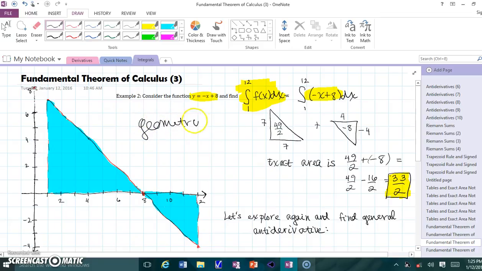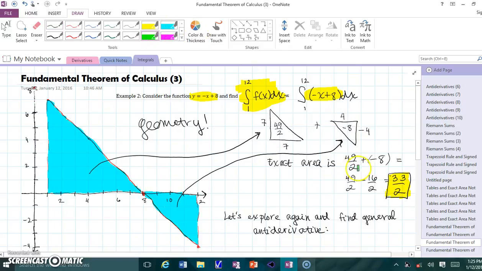Geometry to the rescue. We don't have to worry about infinitely many rectangles or trapezoids. So I have this one here, and I have this one here. Remember, it's signed area. So 1/2 base height, 1/2 base height gives me these two signed areas, and when you add them, you get this number, 33 over 2. Let's do the same thing we did before when we were exploring and see if the same thing happens.